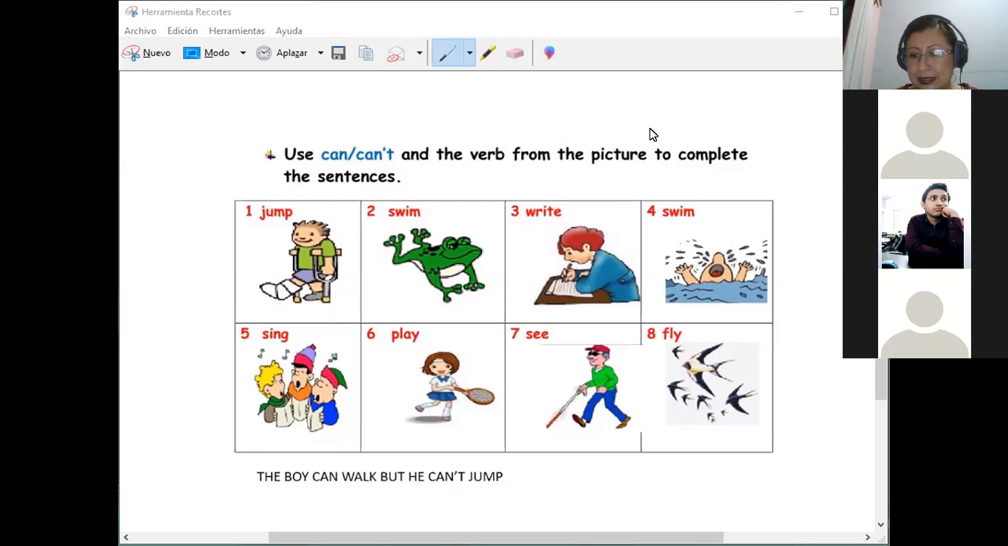Okay. Pues sería, she can play. They can play any instrument.